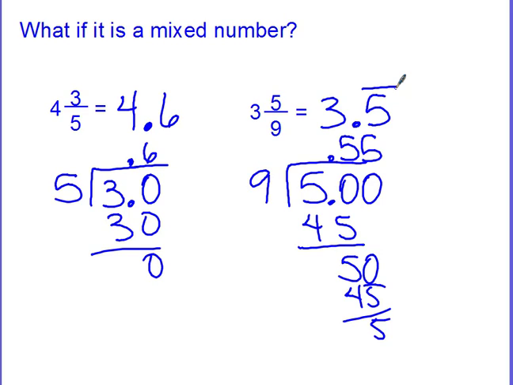So how do we change a fraction to a decimal? We simply divide. If you have a mixed number, you just put the whole number in the front.